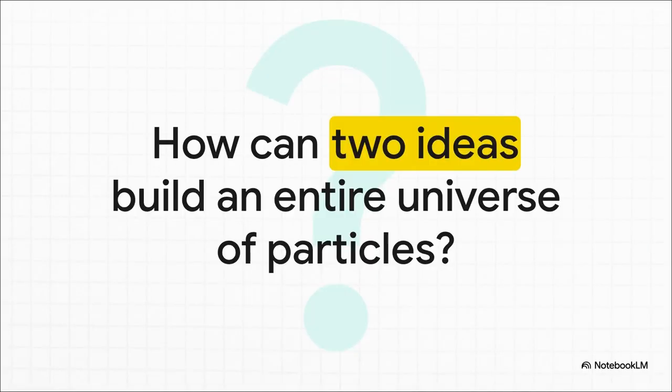It sounds a little nuts, right? I mean, how do you get all this complexity from something so simple? That's the big question. And the Rishon model has a really fascinating answer. It turns out it's not about the ingredients. It's all about the blueprints.